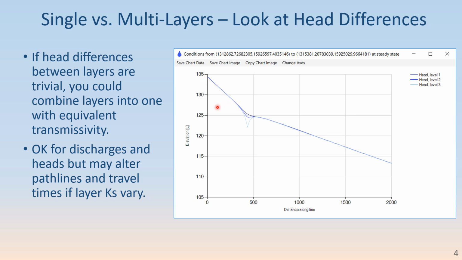And this second bullet here notes that if you're really interested in path lines and travel times, you may want to stick with multiple layers if there's contrasts in hydraulic conductivity that would alter both travel times and path lines.